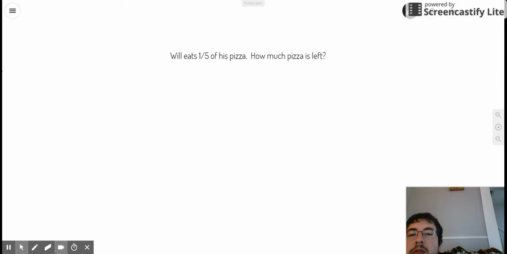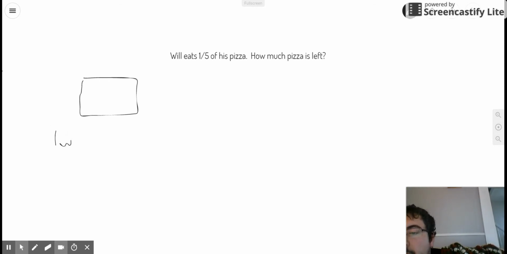to make sense of this problem is I'm just going to draw a quick little picture here. And I know most of you guys are used to seeing your pizzas round, but some pizzas actually are rectangle. And in this case, my pizza is going to be a rectangle. So that represents my one whole pizza. And I want to take away 1/5 of it because Will eats 1/5 of it.